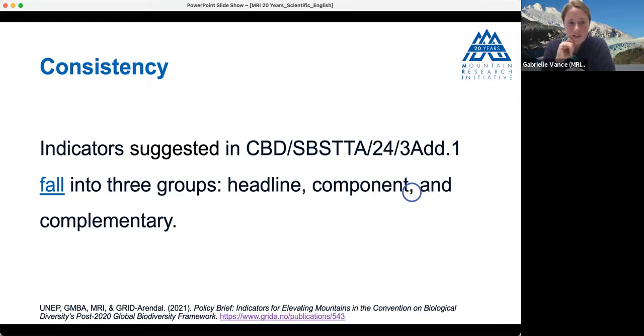This also shows consistency in that we use an Oxford comma. And that is circled in blue here. So the Oxford comma or serial comma refers to if you have a comma separated list like X, Y, and Z, or headline, component, and complementary. It's the last comma before the and.